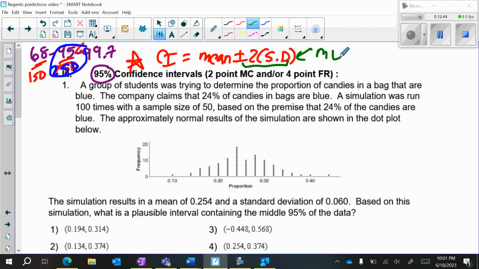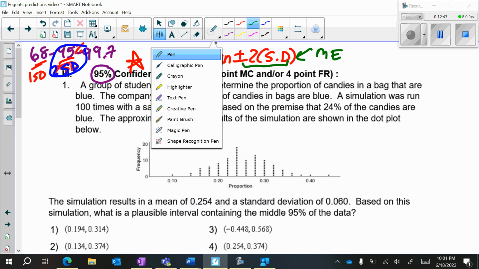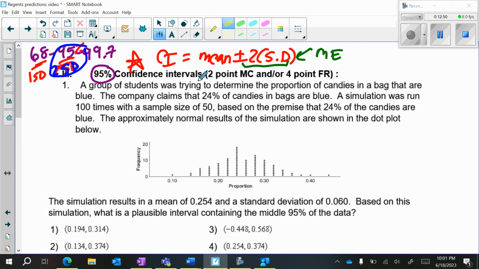So I just want you to know that if they just asked you for the margin of error, you would just do this piece here, which is 2 times the standard deviation. They might ask you that instead. So in this question, they give you some information and then they tell you the mean and the standard deviation. Sometimes they write it, this is called a simulation here.